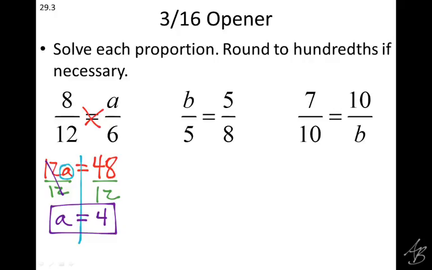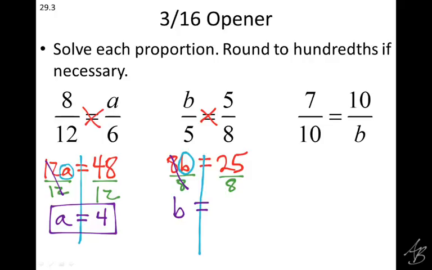Okay, so we cross multiply. B times 8 gives us 8B. And then on the other side? 25. Okay. Then we would need to solve that equation. I'll set it up for you. Circle the variable, draw the line, and then what do we do to get the B by itself? Okay, divide by 8 on each side. On the left side, we get the B all by itself.